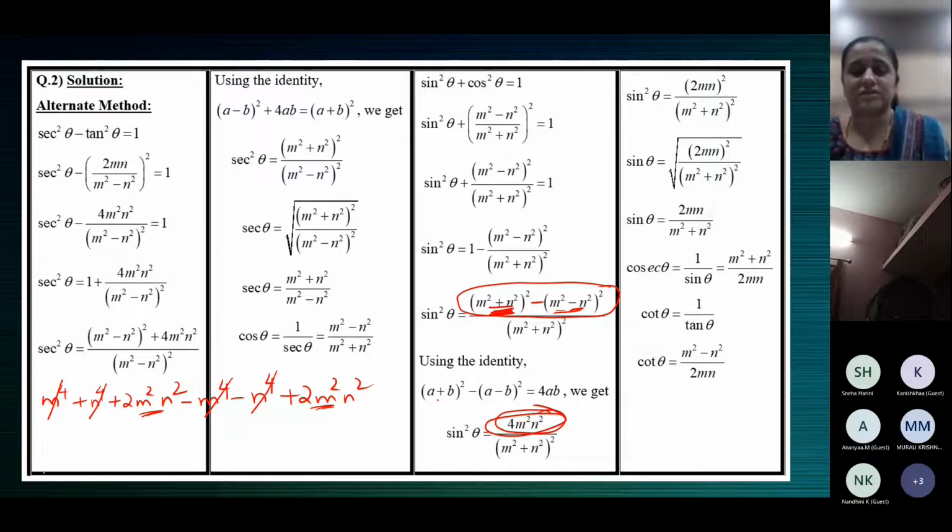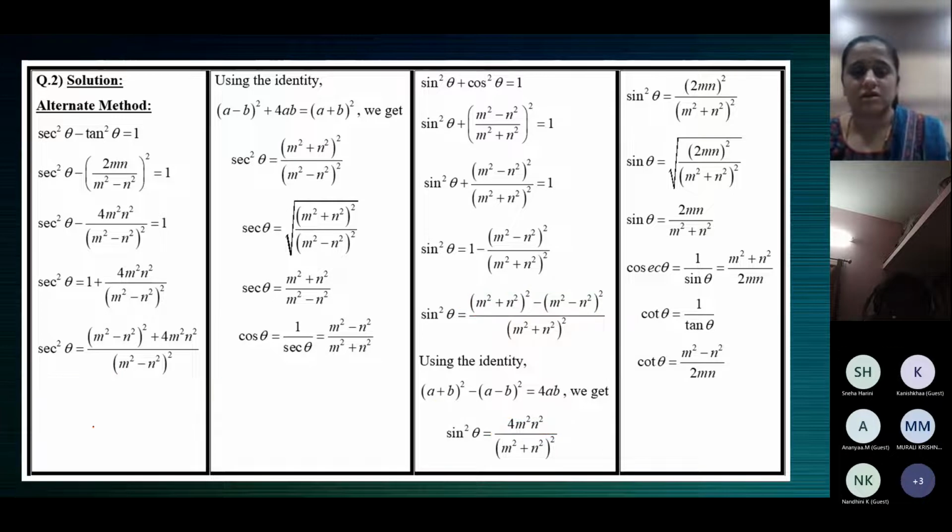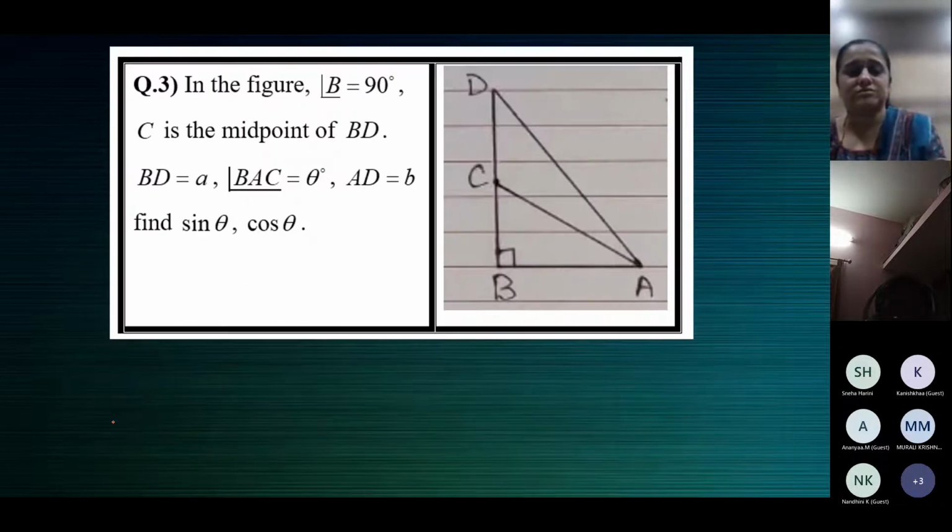But here we have used the identity. This is like (a plus b) the whole square, and this is like (a minus b) the whole square. So straight away it is 4ab, 4m square n square. So this identity is important.